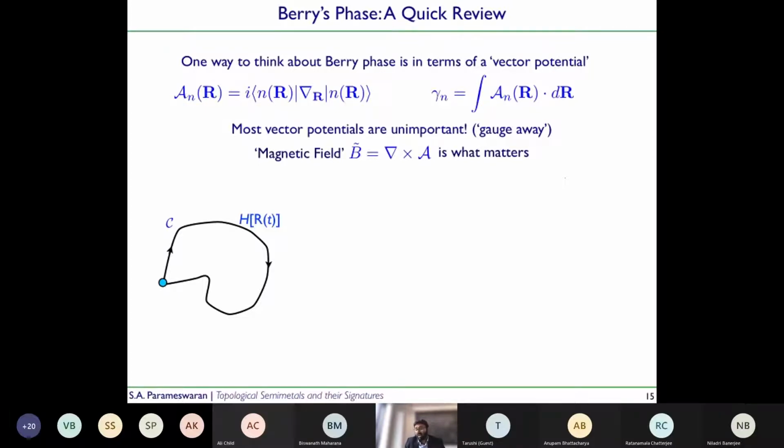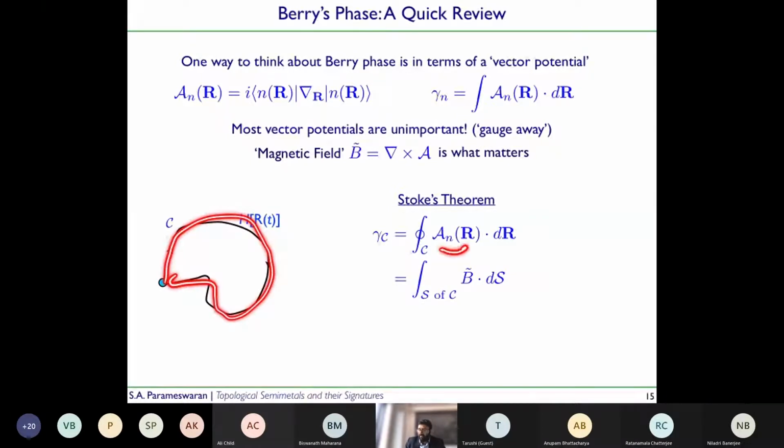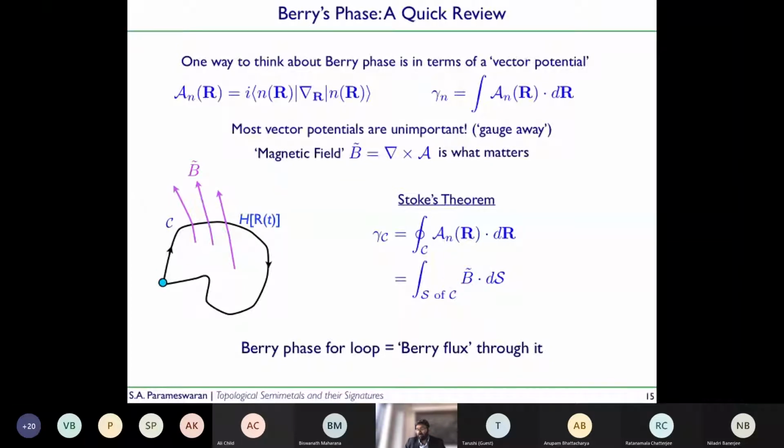And so we know that if you have a vector potential, the physically meaningful quantity is the magnetic field and not the vector potential. And the reason for that is just Stokes' theorem. If I have the integral over a closed loop of A dot dr, then I can just convert that into an integral over the surface of the loop of the flux, the effect of the magnetic field through that loop. And so the Berry phase accumulated along a closed loop is just the Berry flux through the enclosed area of that loop.